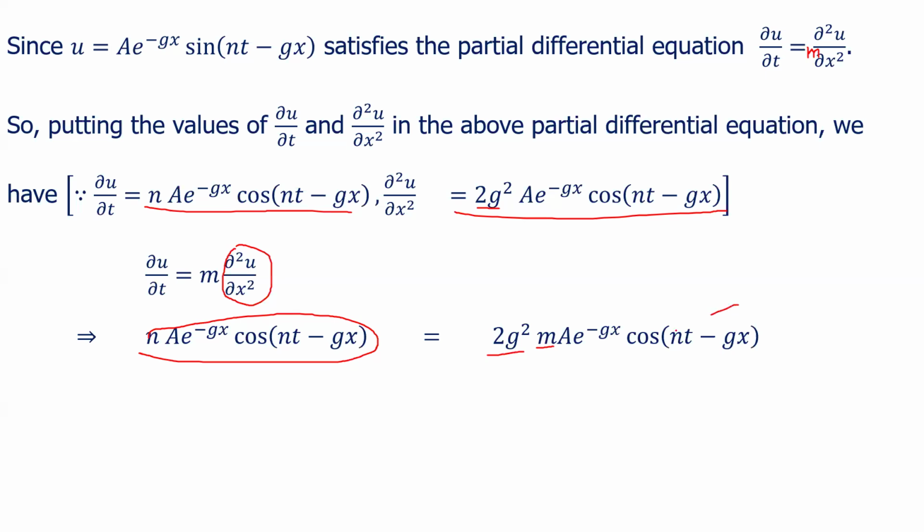Now cos(nt minus gx) can cancel, e to the power minus gx can cancel, and a will also cancel. So we have n equal to 2mg square. Therefore, the value of n is equal to 2mg square. So this is the desired value of n. Thank you.